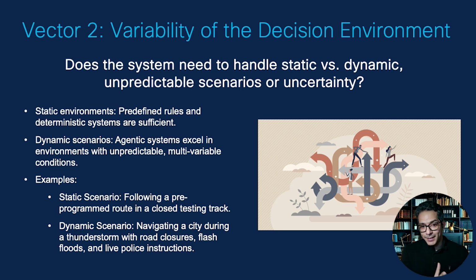But a properly configured agentic system can dynamically synthesize these diverse inputs and prioritize safety by avoiding flooded roads, complying with the police instructions, adjusting the routes, and so on and so forth, and perform the task really well. Why does this matter? Because dynamic environments require adaptability and multivariable reasoning, strengths that agentic systems have. Deterministic systems, again, they lack the flexibility unless each and every permutation and combination has been already accounted for to manage unstructured and evolving scenarios.